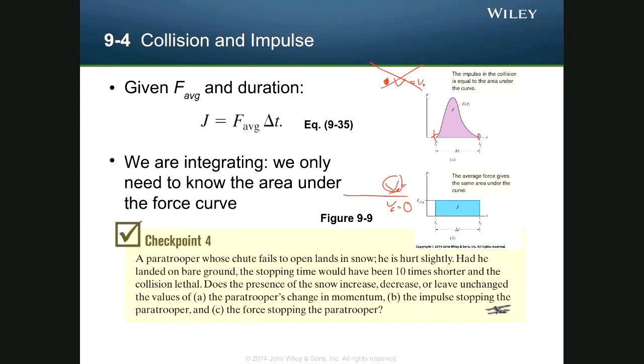So the question is, will V naught change in any of these situations right before the collision? So will V naught at this point of the collision change whether you have snow or no snow? No, of course not, right? You haven't even interacted with it yet.